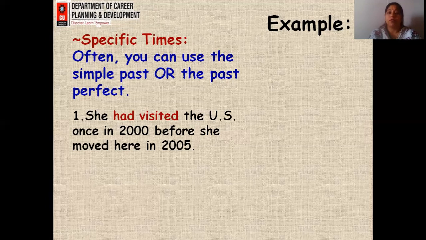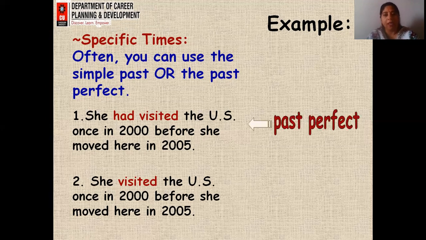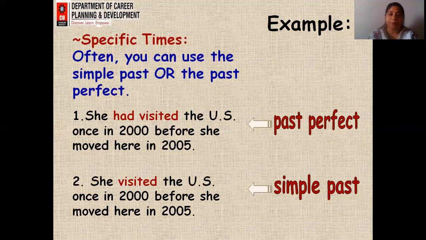She had visited the US once in 2000 before she moved here in 2005. She had visited. So this action has already been completed in the past. So it is past perfect. And if we say she visited the US once in 2000 before she moved here in 2005, it is simple past tense or past indefinite tense.